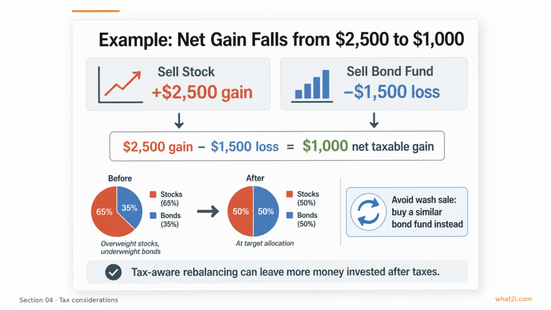To avoid a wash sale issue, she replaces the sold bond fund with a similar, not substantially identical fund. This is a good example of tax-aware rebalancing. The asset mix is corrected, but the route is chosen carefully.